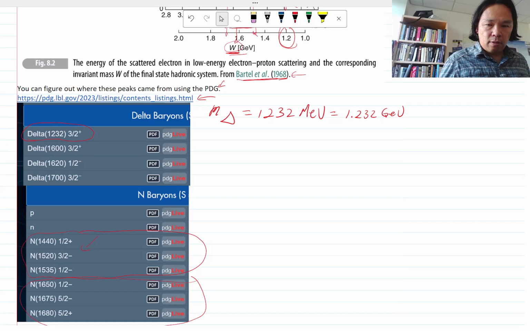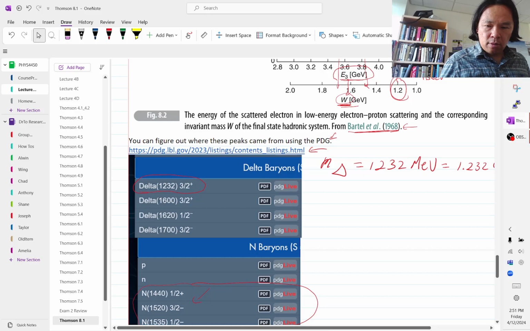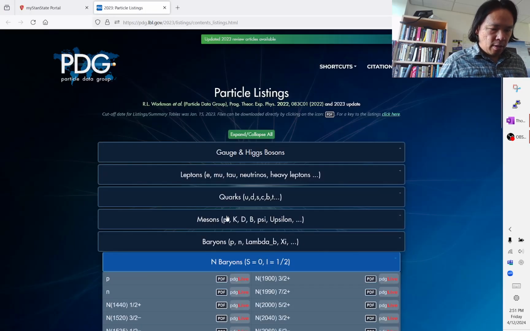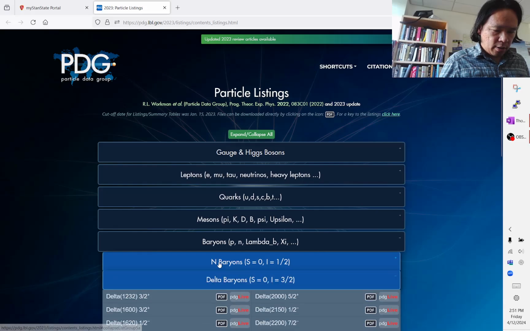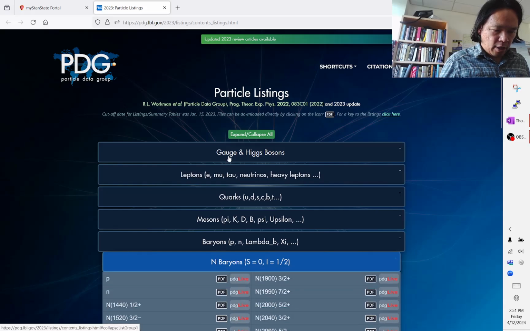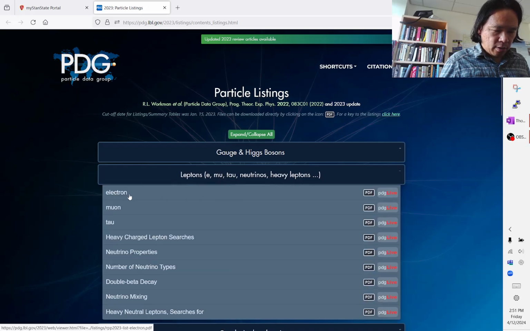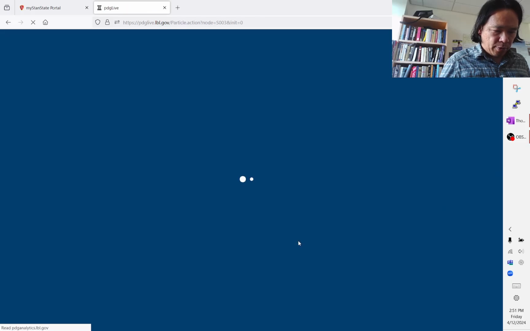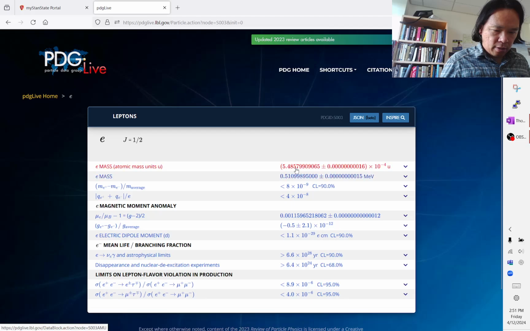I can do that. Let's minimize this, right? Over here, you can go to particle listings. In the particle listing, they give you a list of gauge bosons, leptons, quarks, and stuff like that. Those are probably easier to look at. If you want to look at the properties of electrons, it tells you what the mass is exactly in MeV, it tells you about the dipole moment, and all this information about it.